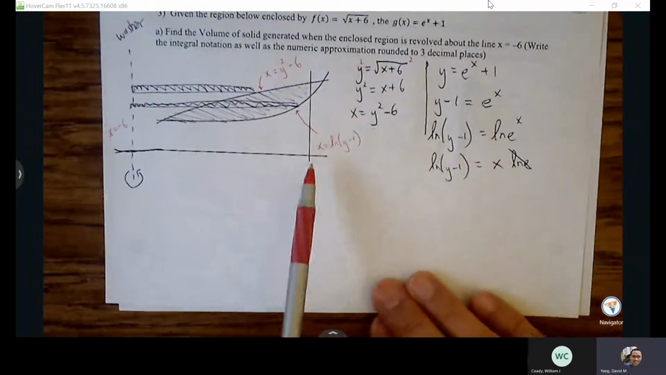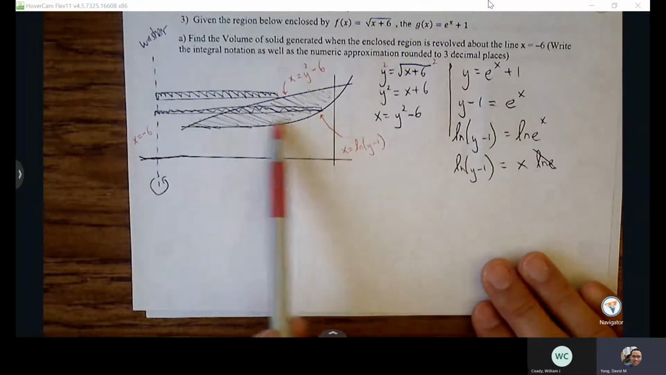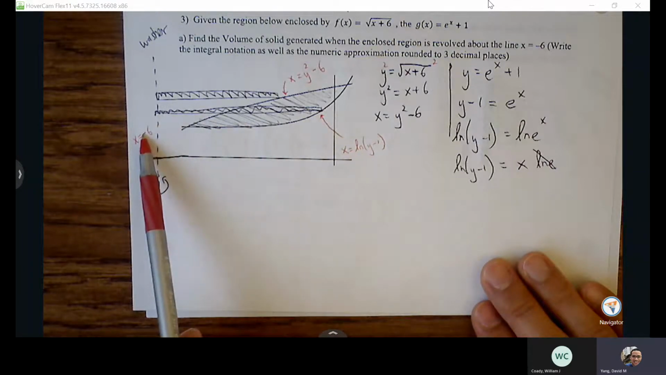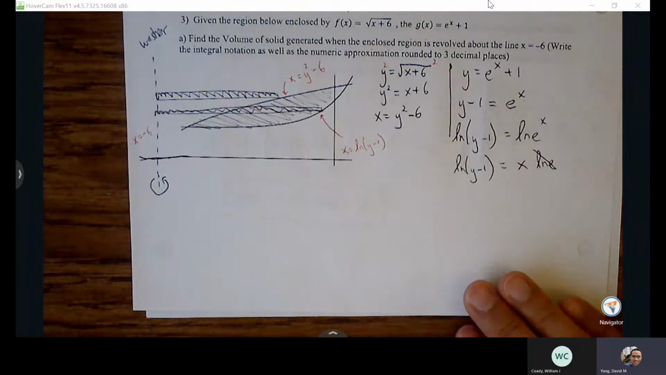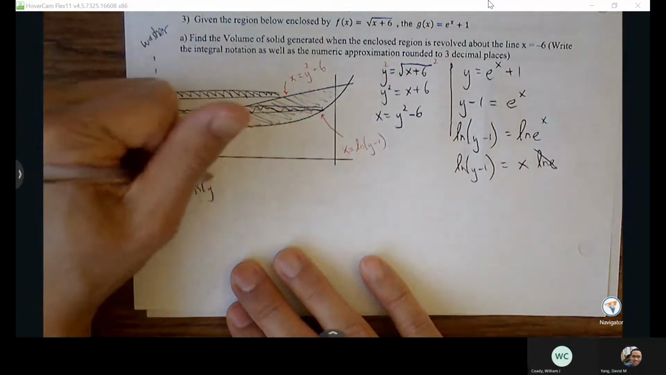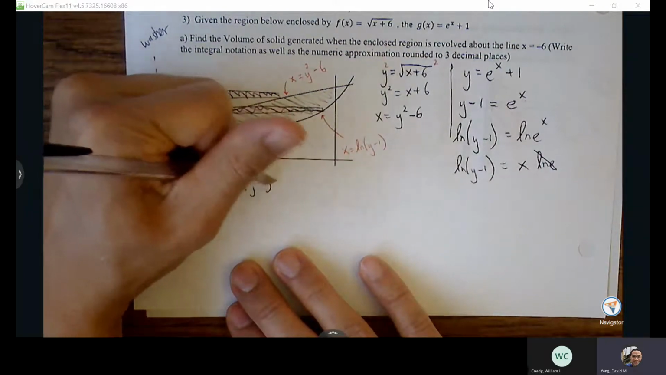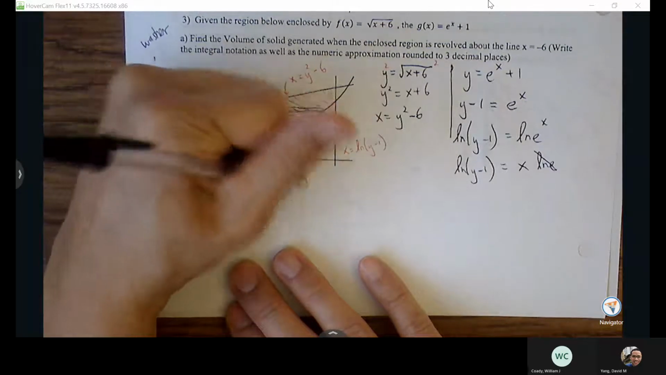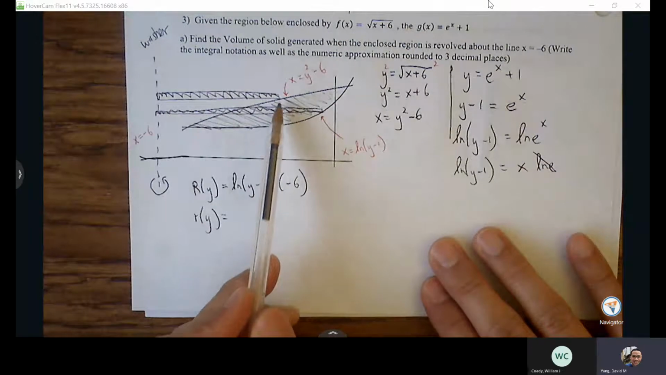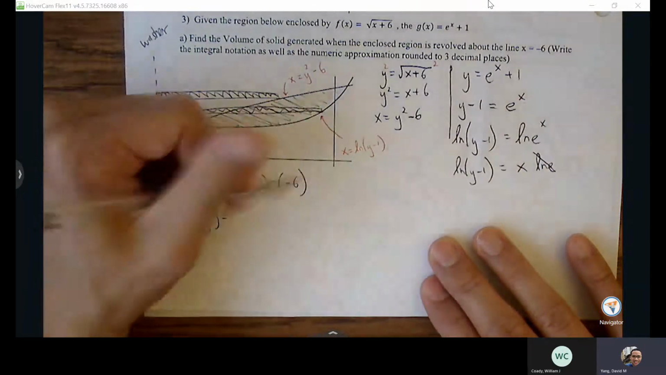Okay, right minus left. Right endpoint for my big radius is sitting on the natural log. Left endpoint is sitting at -6, so right minus left. Little radius, right endpoint is sitting on the y squared minus 6. Left endpoint is sitting at the -6.